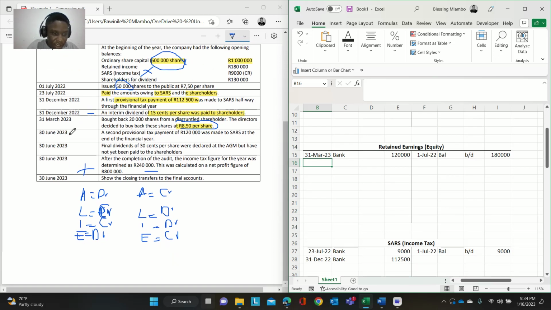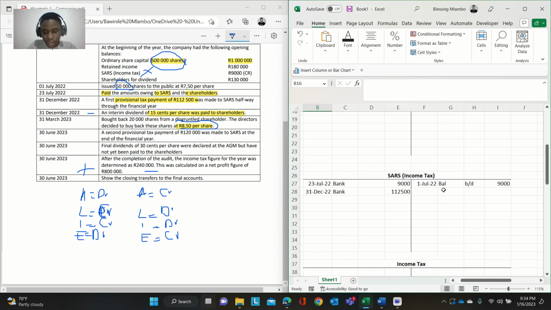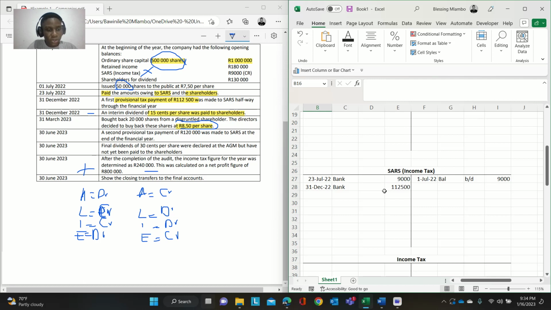And then on the 30th June 2023, they say a second provisional tax payment of 120,000 was made to SARS at the end of the financial year. Brilliant, meaning that our SARS income tax liability is decreasing because we made a provisional payment to SARS to cover this future liability we're going to have. So this liability is going to decrease by 120,000, and we paid because they say we made a payment, and this is on the 30th of June 2023.